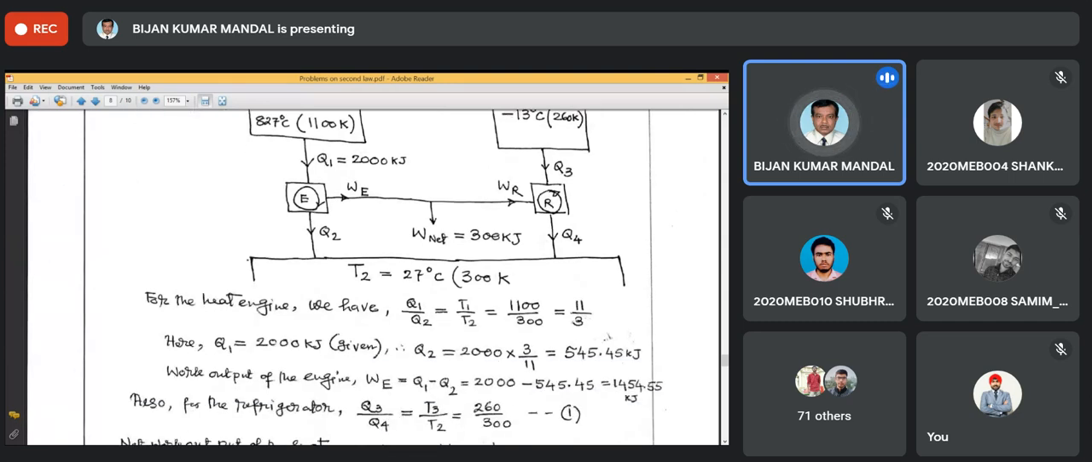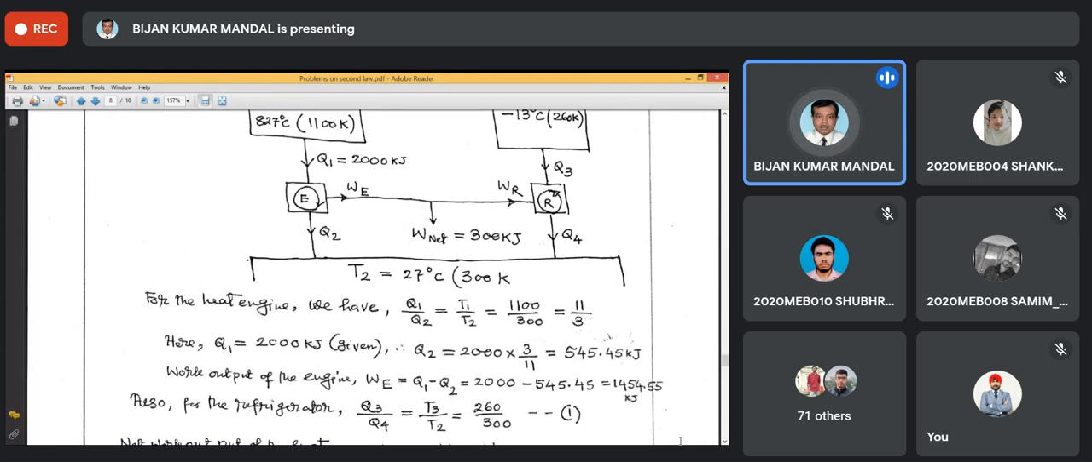So here Q1 is given. That is how much heat is added from the high temperature source. So I think we'll be able to find out what Q2 is. So the work output of the engine is simply Q1 minus Q2. Those values are given. So you are getting a value of 1454 kilojoule.